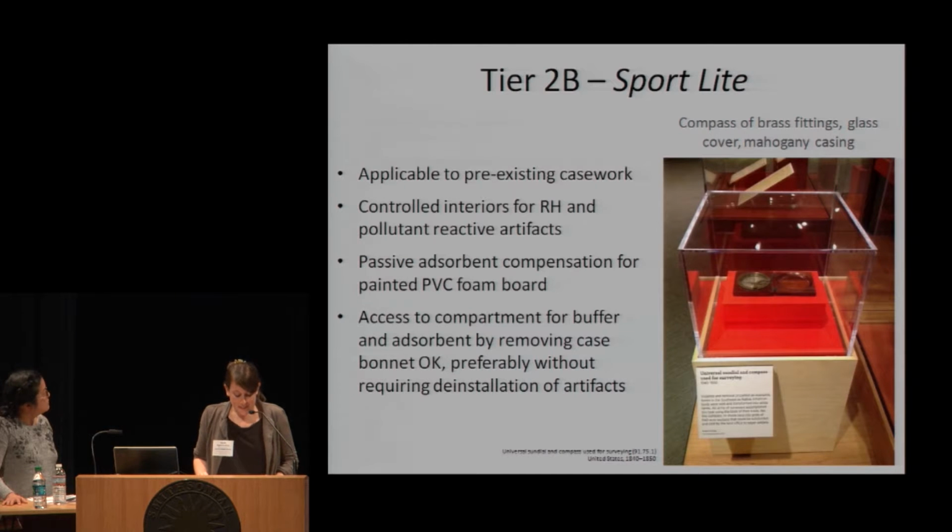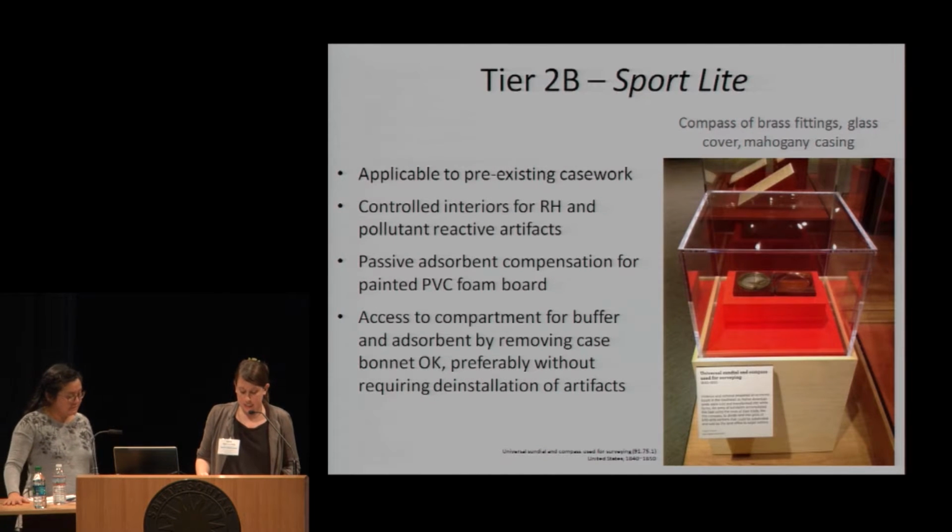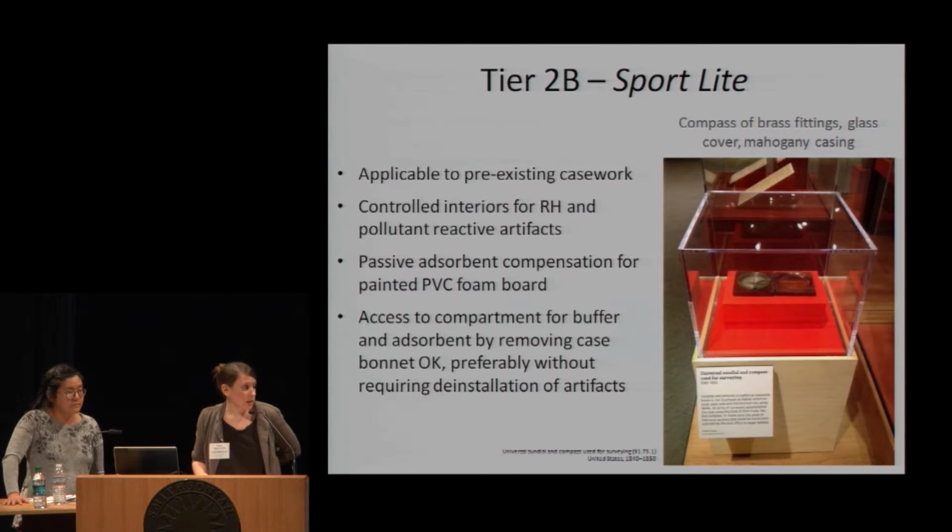Tier 2B, Sport Light, was created in conversation with the exhibition fabrication department to allow reuse of select existing cases which could be retrofitted to meet the requirements of Tier 2, but where it was not possible to work in exterior access to the silica and activated carbon chamber. So in this example, all of the mitigants are under the deck, unfortunately not accessible without removing the artifact.